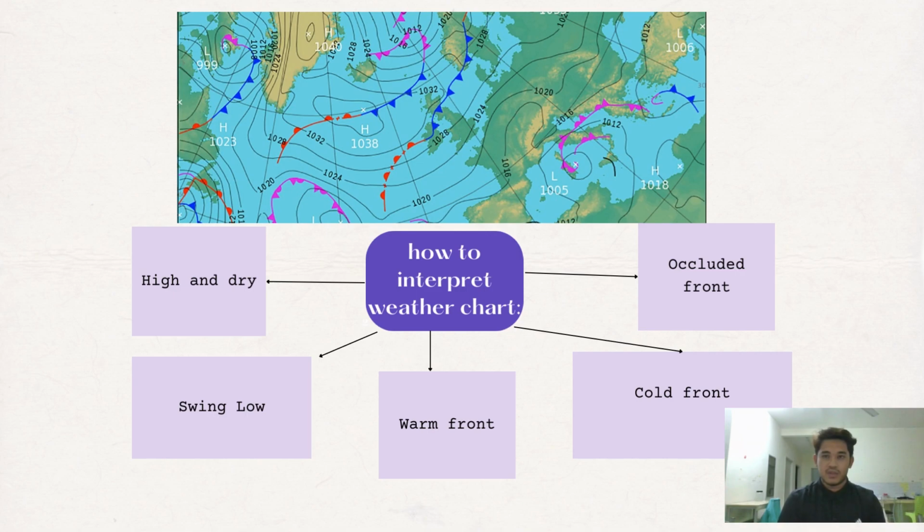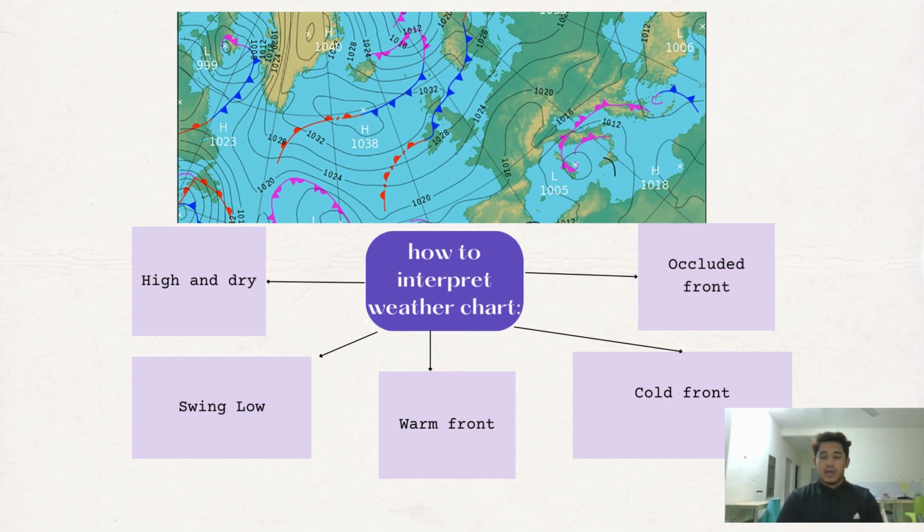Today, I will be presenting how to interpret weather charts. As you can see, there are 5 points on the slide. Number one is high and dry. High and dry is when wind blows clockwise around an anticyclone or area of high pressure. It is labeled H on the weather chart. Number two is swing low. Swing low is a low pressure with isobars drawn in tightly packed circles, and it is in an anti-clockwise direction and air is rising. It is labeled L on the slide.